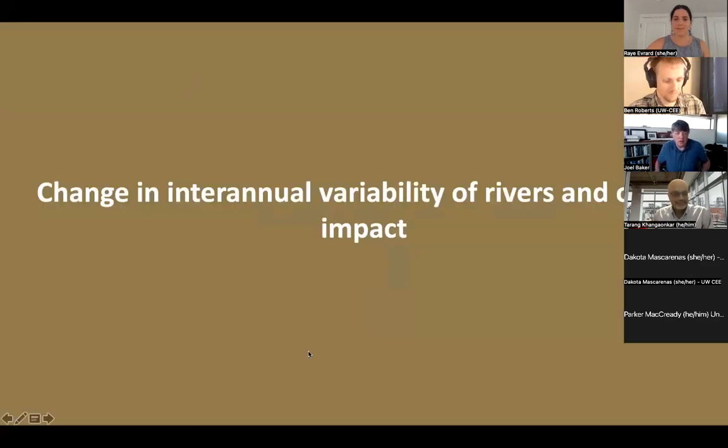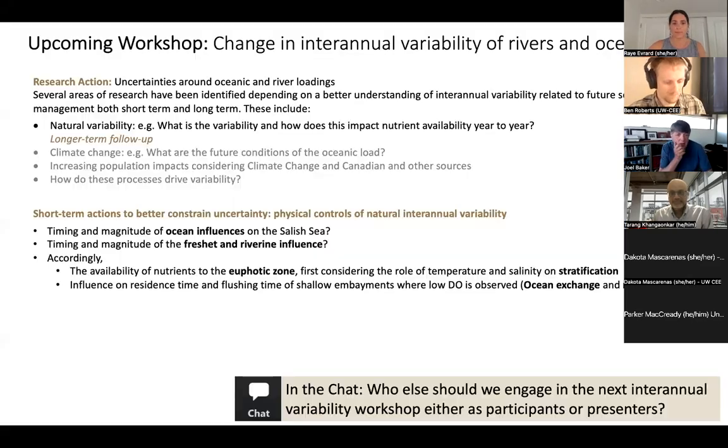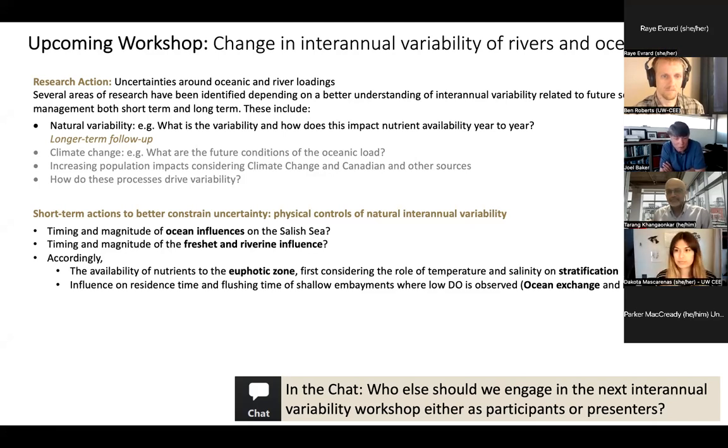So the game plan here, next slide, please. I'm not going to read all this to you, but basically what we've asked Parker and Tarang to do is to each give some thoughts on the results of their modeling work that addresses interannual variability and ocean and river impact. And again, these breakout groups are intended not to solve all these questions or to do a deep dive, but rather to get the wheels turning. We intend to have a full workshop on this topic later in the year. So this is really just to kick off.